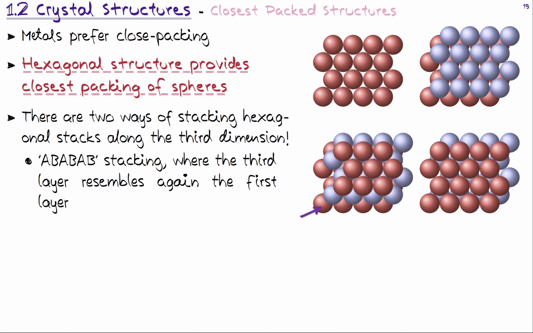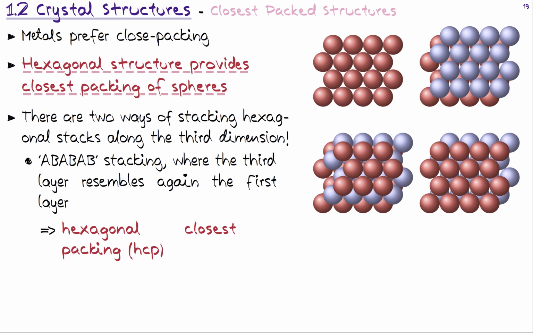And this is somehow different, so that one can also place the third layer differently, and that's what then gives rise to a different structure. But when we have this AB stacking, this is exactly the hexagonal closest packing structure, so HCP.